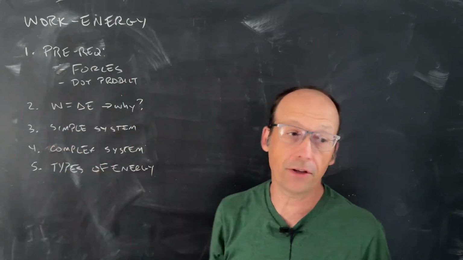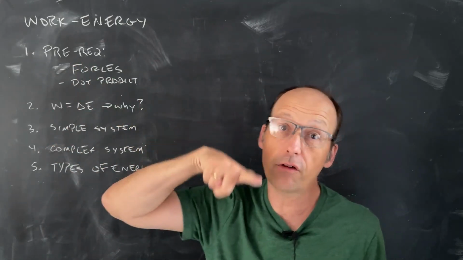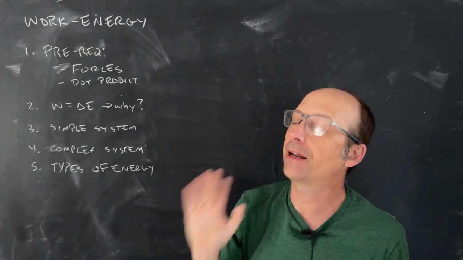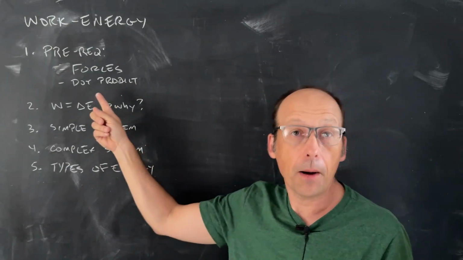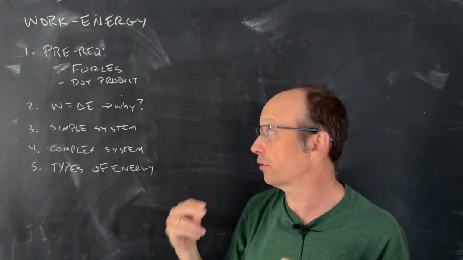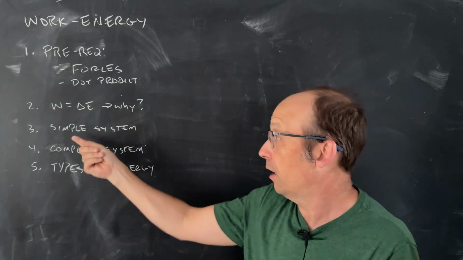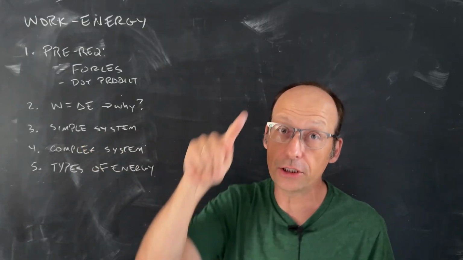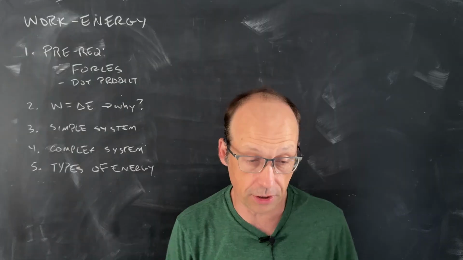We have some prereqs. I made a little list so I wouldn't forget. So we're going to talk about forces and how you represent those as vectors, just so that we can go through the different options. The dot product, a way to operate two vectors together. Then we'll talk about the work energy principle and why you would use that. We will talk about a very simple system and choosing systems, and then we'll do a complex system, and then I'll talk about the types of energy, and then that'll be it.